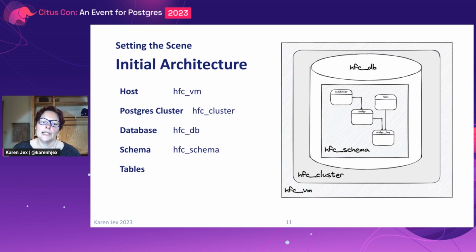For your initial architecture, you'll probably put something like this in place. So you'll have a single host. Here we've got HFC VM, a single Postgres cluster, HFC cluster, a single database, HFC DB in this case, with a single schema that contains the tables.